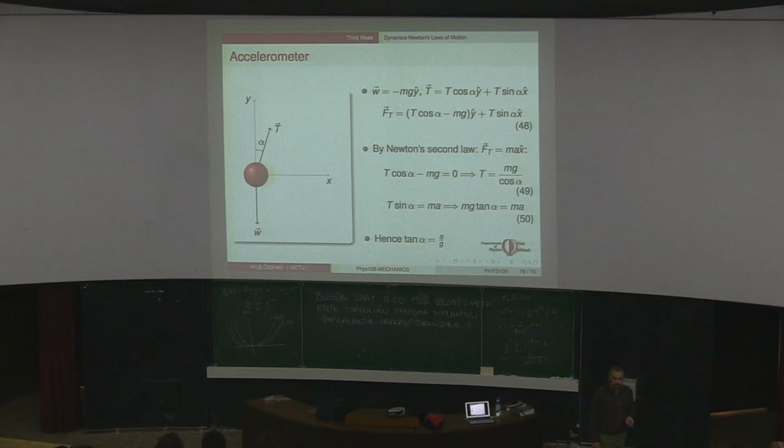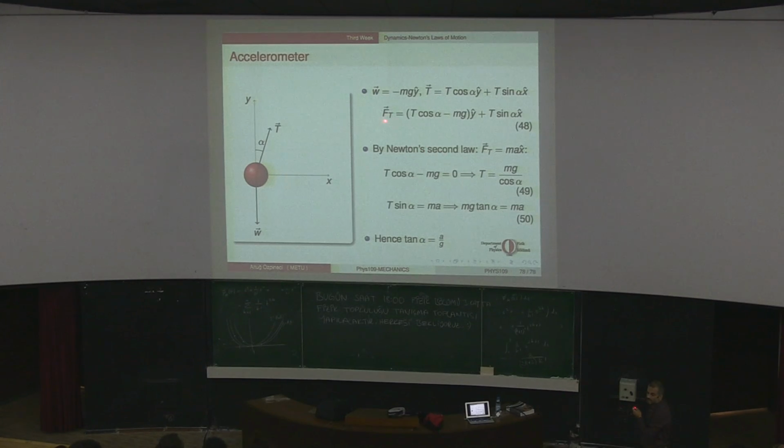Well, in these coordinates, I can write my force vectors. The weight is minus mg along the negative y direction. The tension has a component along the y direction, which is T times cosine alpha, and a component along the x direction, which is just T times sine alpha.